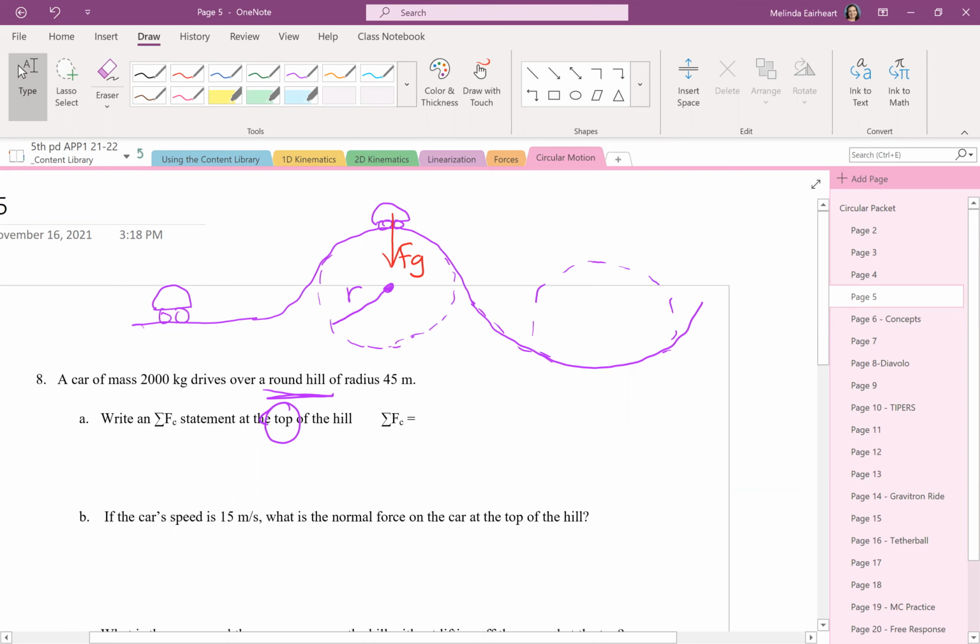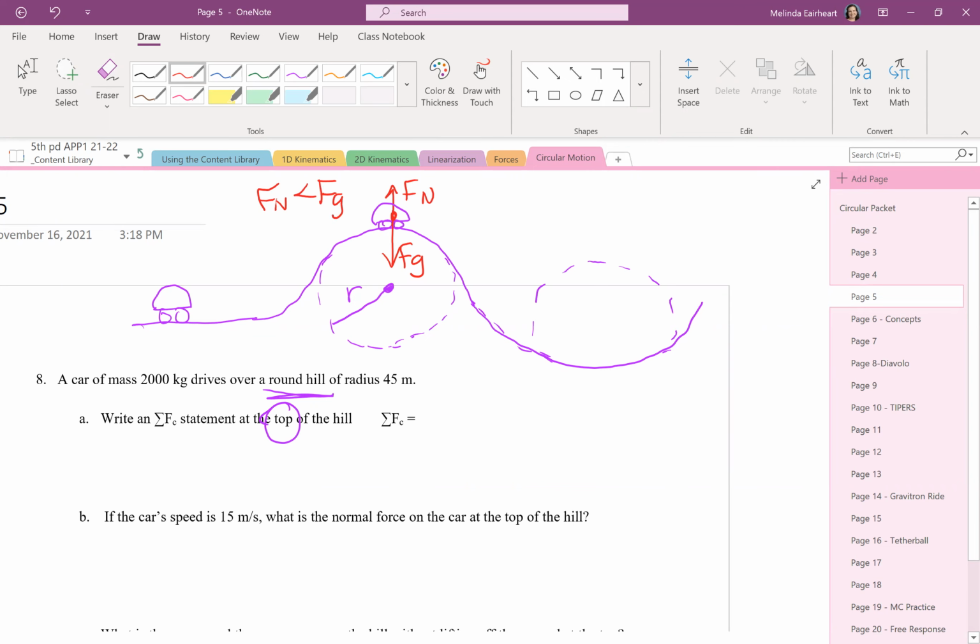Not bigger. Smaller, because look, gravity is center seeking, and we want Fn is center opposing. And so if you want to make the circle, your center seeking needs to be bigger. Center opposing needs to be smaller. Yes? Okay.